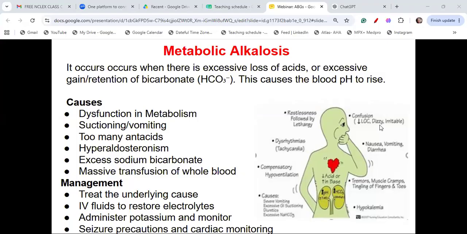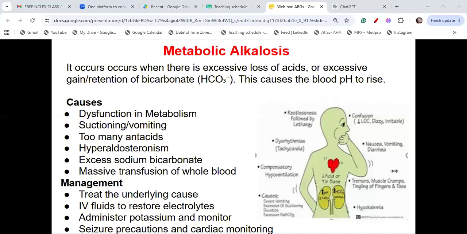So on the signs and symptoms, again, they're dependent on the cause. But just generally, we have the following: restlessness, followed by lethargy. We have dysrhythmias, tachycardia. We have compensatory hypoventilation, confusion, nausea, vomiting, and diarrhea. We have tremors, muscle cramps, tingling of fingers and the toes. And lastly, we have hypokalemia.